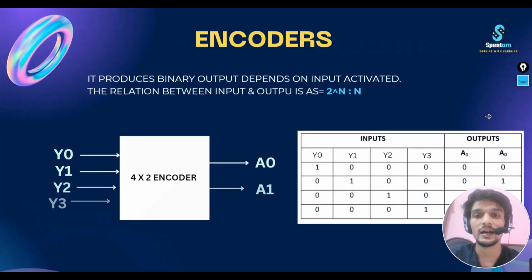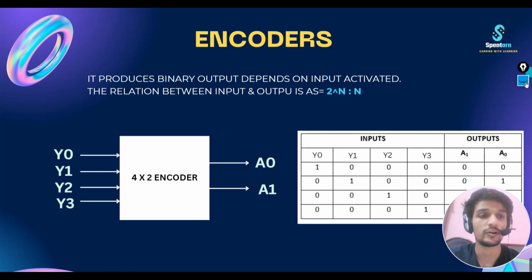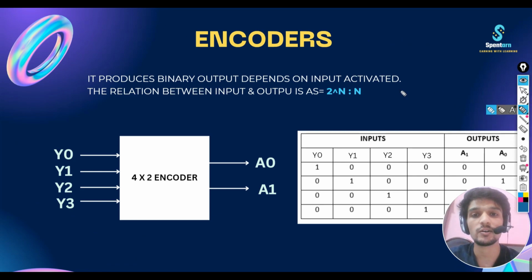So let's have a look at how encoders work. Before moving into encoders, you already know why we use the encoder, because the application part is very important when moving ahead in the VLSI industry especially, right? Without knowing the applications, you would not be able to feel the subject we are doing right now, right? So you know why an encoder is being used. Now, it produces the binary output. We all know it converts the input into binary format, depending on the input activated. We'll see how it works.